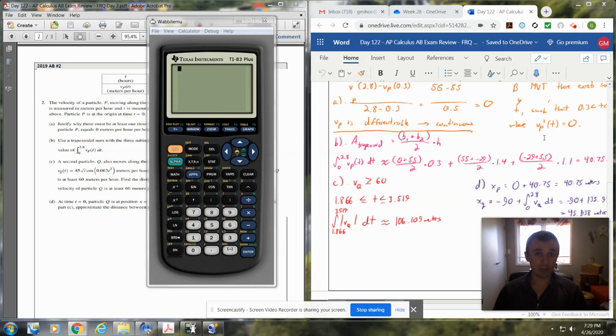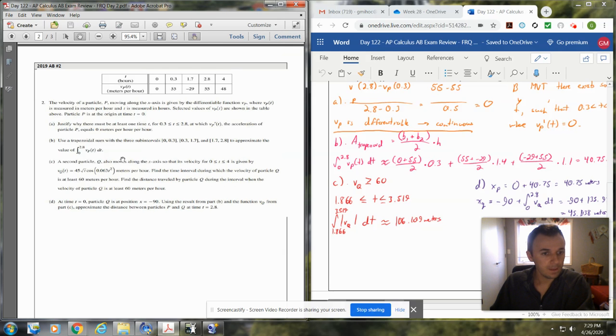So once again, we're looking at the 2019 AP Calculus AB exam. More specifically, we're looking at that second free response question, which is a calculator section. And even more specifically, we're going to be looking at part C. Okay, so this is a question that we've done. So once again, we're looking at part C of that question.